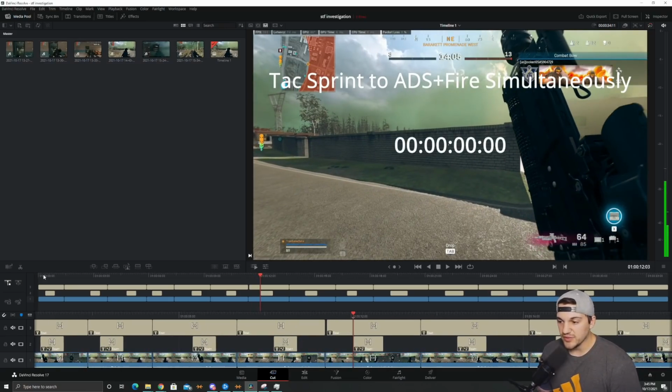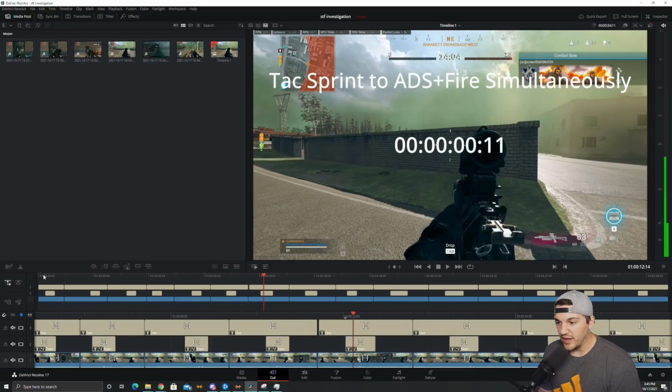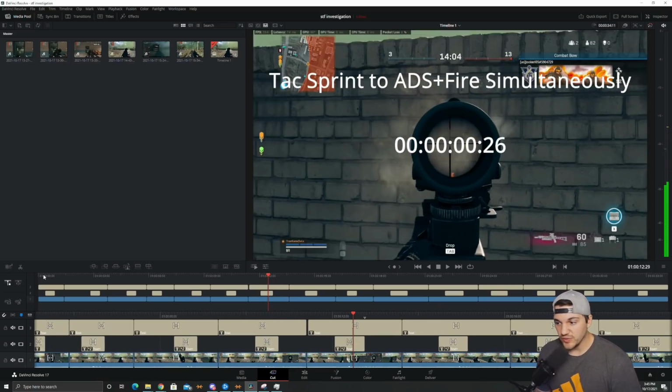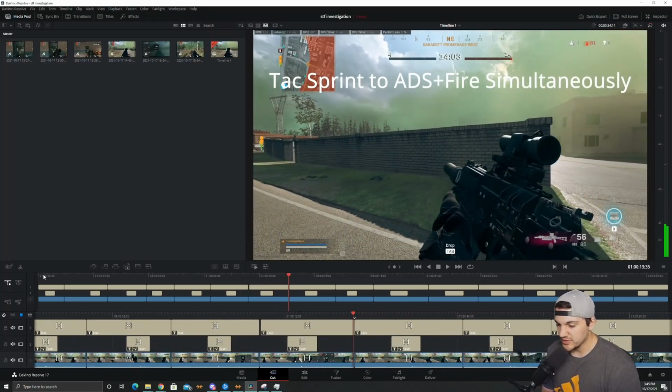So Tac Sprint, the first frame where you see the hip fire dots appears right here. And then I fire my first bullet at 10 frames, 11 frames. So the same again as Tac Sprint. And then ADS again is also 27 frames. And so there's no difference there. Exactly how we thought it worked.